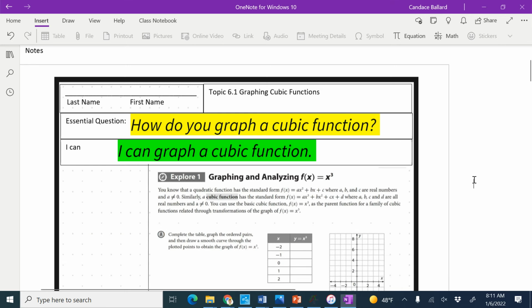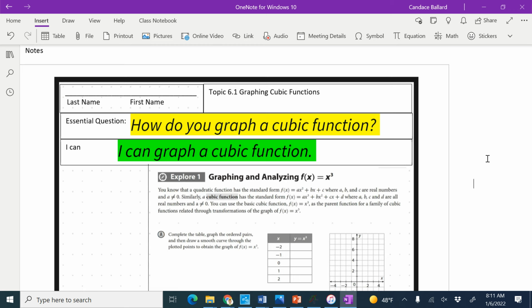Good. All right. This is a lesson I actually skipped last year, so you're going to be smarter than the calculus students today. Doesn't that feel good? They didn't do graphing cubic functions last year, or the details that we went into on parent graphs.